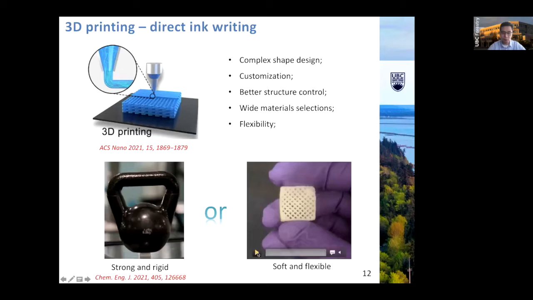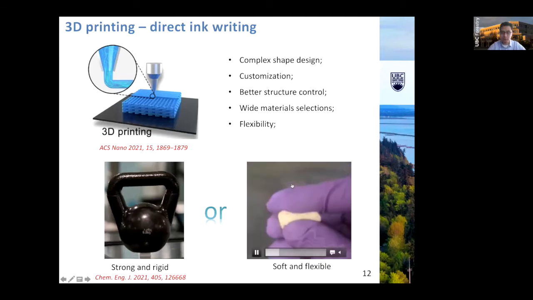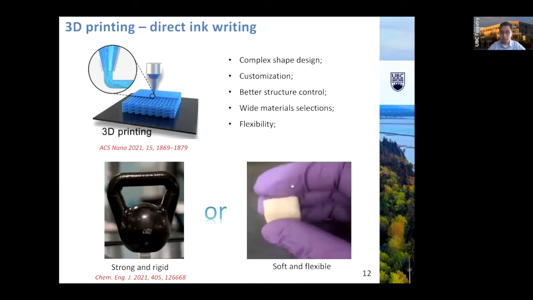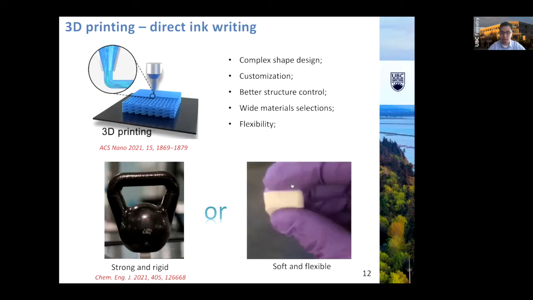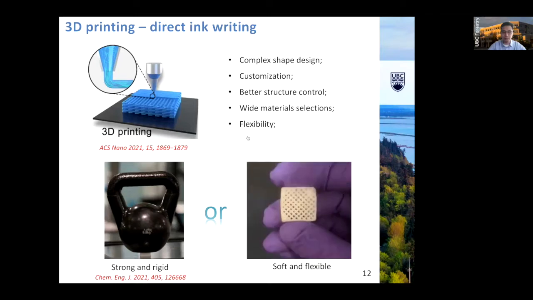And can we also do soft and flexible material? Yes, we can, as you see here. This is also cellulose material. We can turn the cellulose material into something soft and flexible. As you can see, it shows very fast recovery after squeezing, both in-plane and out-of-plane squeezing. So I'm going to walk you through the design of these 3D printing examples.